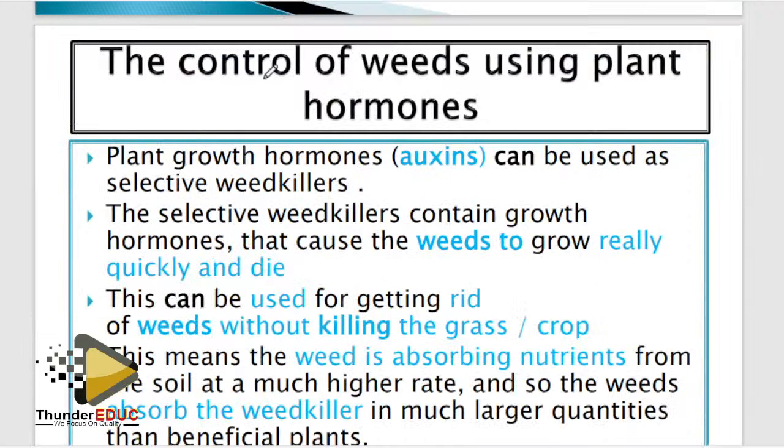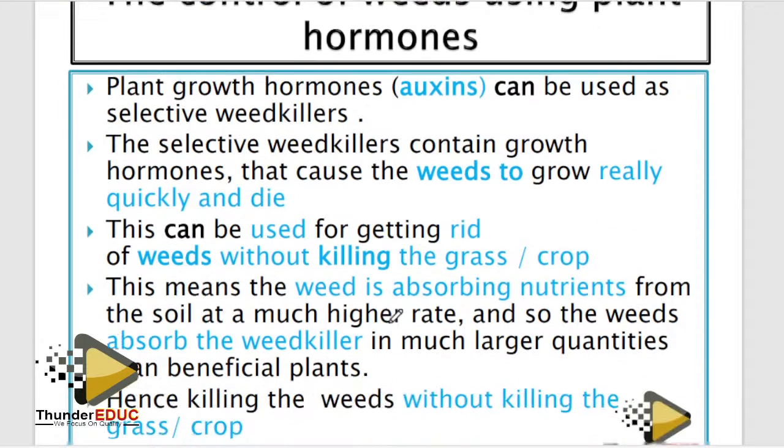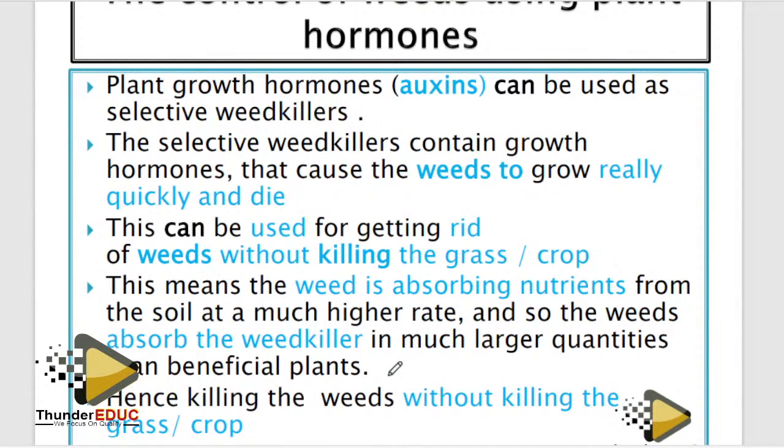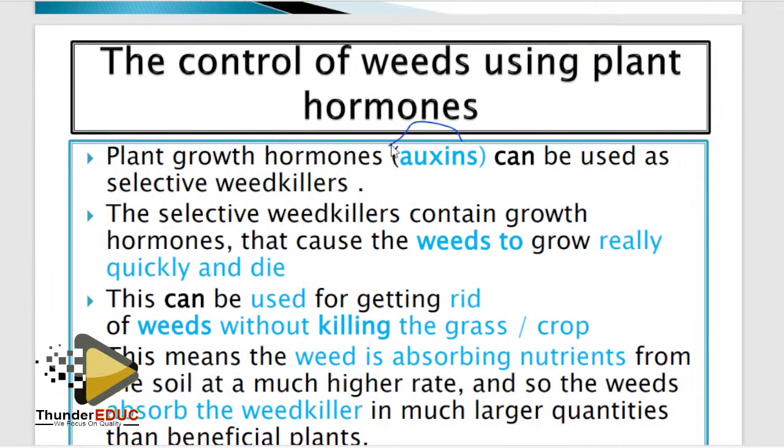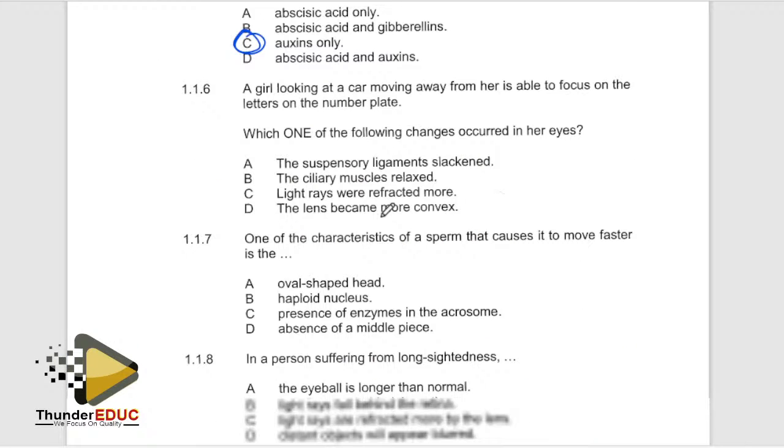The control of weeds using plant hormone. Check. Plant growth hormone auxins can be used to selectively kill weeds. Here it is trying to show you what is happening, and this is the answer we are looking at. That's why we put it even in highlight. We say that's the correct answer. So for paper 2, please use the distinction material. All right, let's go to the next question. So that becomes the answer.